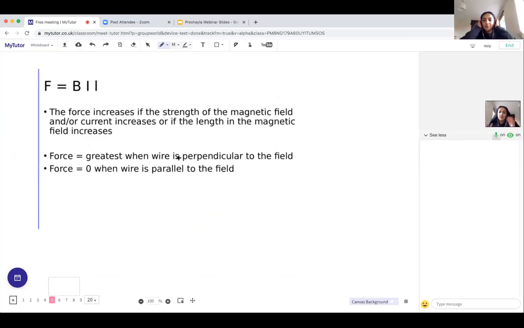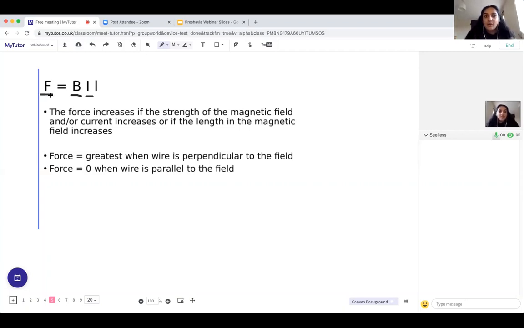Okay, so going back to F equals BIL, which we talked about yesterday. So the force increases if the strength of the magnetic field increases, current increases, or length increases. And we can see that from the equation. So we have force. If we increase magnetic flux density, if we make B a bigger number, F gets bigger. Same thing, if we make I a bigger number, F gets bigger. L a bigger number, F gets bigger. So if any of these quantities increase, force increases.